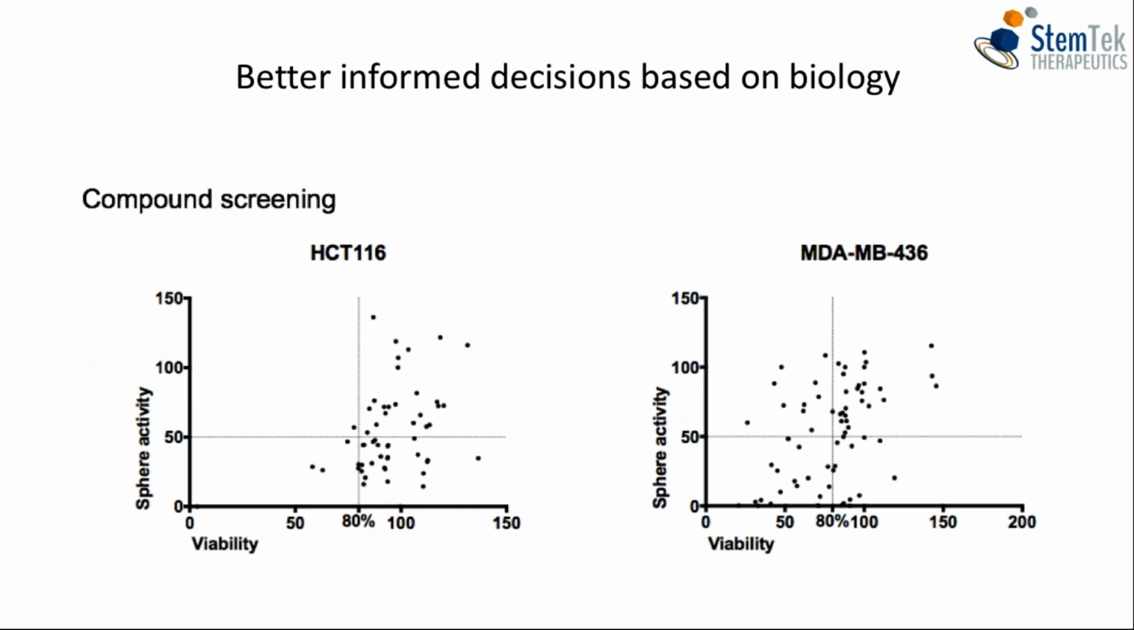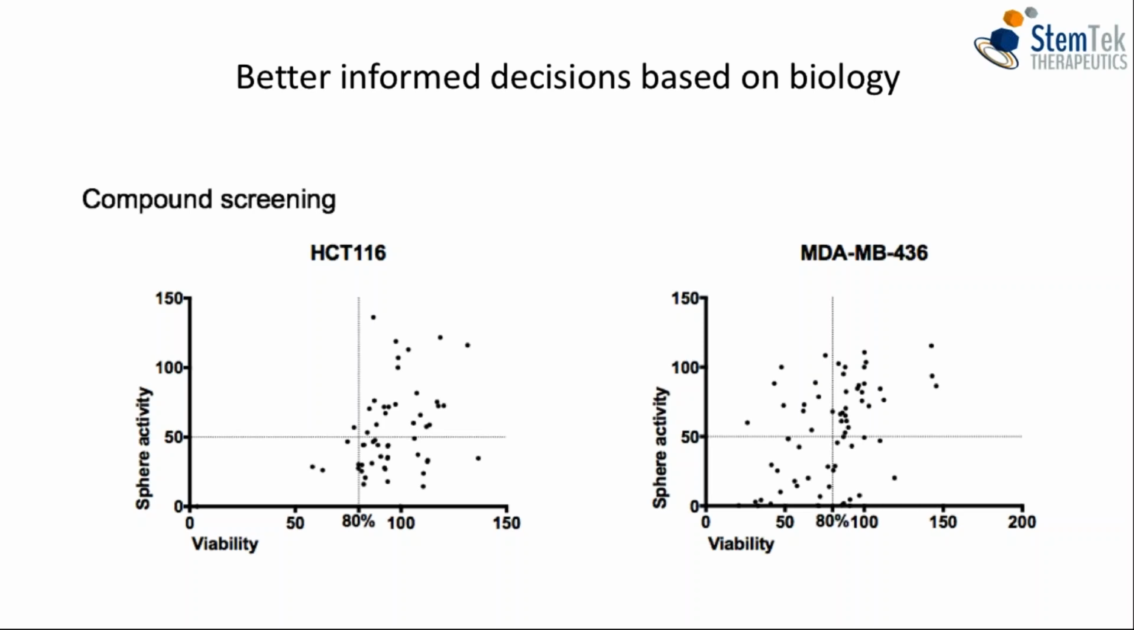Another important point is what is the biological information that you get out of the 3D cell culture. You can do a viability test, and you can do a spheroid formation test, and you can position compounds here. The dots represent unique compounds and where they stand in these two activities. So you can select for compounds that are killing the cells, compounds that are not killing the cells but are preventing the spheroid formation, and that gives you access to more information and to make better decisions on compound selection.